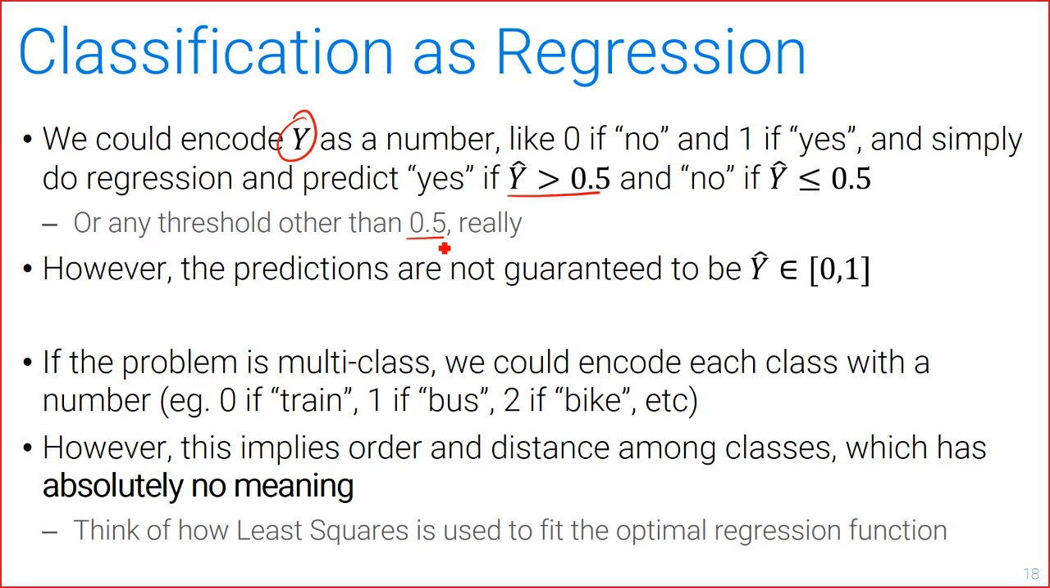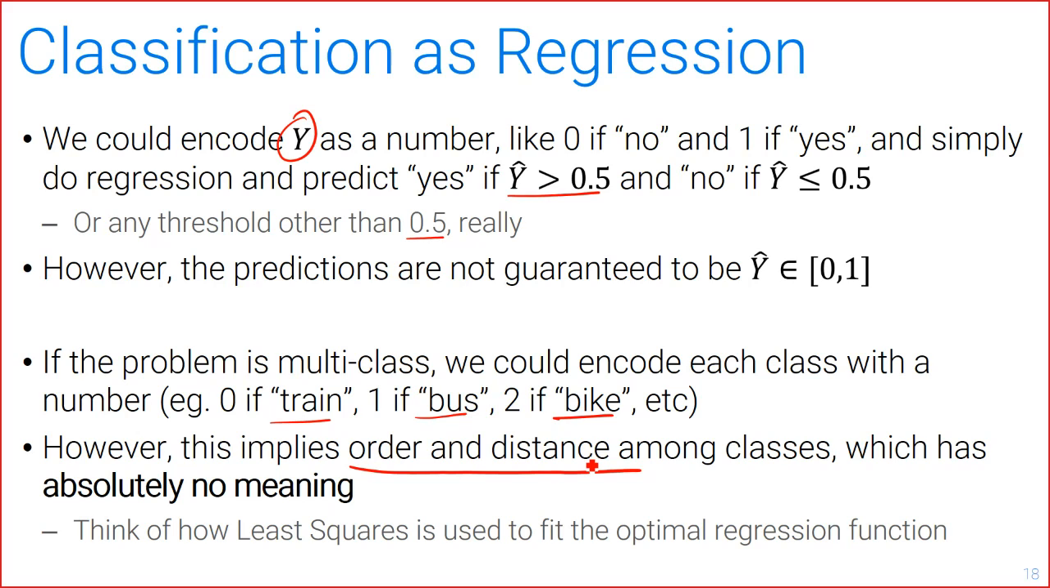But the problem of doing this is that it implies a certain order and distance among the classes, which has absolutely no meaning. If we do this and then do a regression problem, we would be saying that there's some kind of distance of 1 unit between the train and the bus, which happens to be the same distance between the bus and the bike. That doesn't make any sense. We could do it, but again, the model would be completely meaningless. Just think about how the optimal regression line is fitted given some data set.